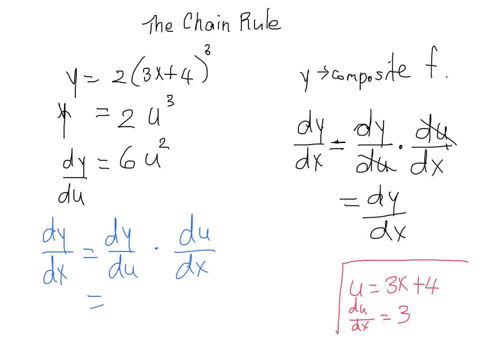So what we're doing here is multiplying this by this. So we get 6u squared times 3, which gives us 18u squared. That's basically the answer, but just remember that there was no u originally in the question. So let's replace that u with what we know u is. Remember that u is actually 3x plus 4. We can know that from the very beginning. So the answer here is 18 times (3x plus 4) raised to the second power.